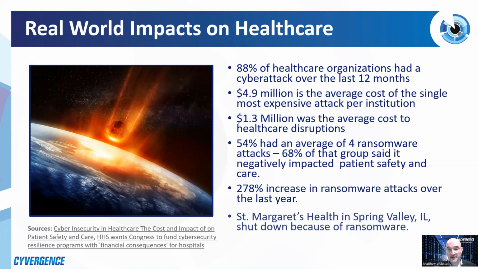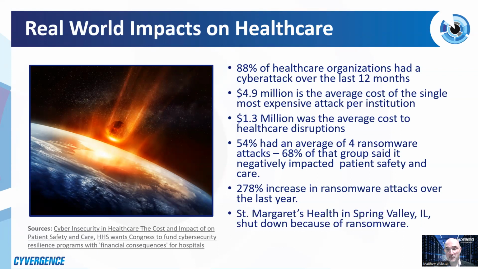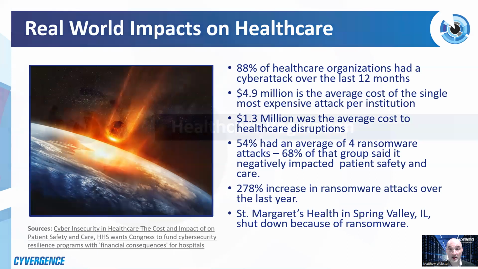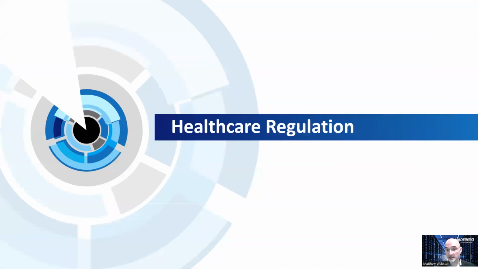Again, very, very concerning. We had our first hospital in the United States that was shut down, St. Margaret's Health in Spring Valley, Illinois, and they couldn't afford to stay in business anymore and they closed. So this means that people who were relying on that hospital can no longer do so. This is something that everybody should be aware of, but you start to understand why protecting healthcare is so difficult.